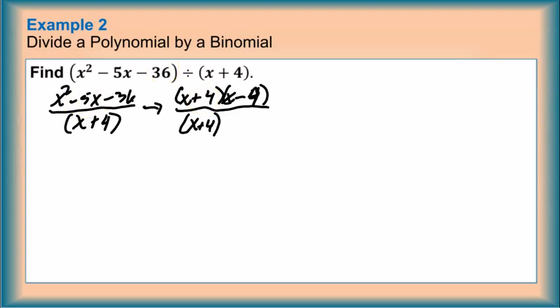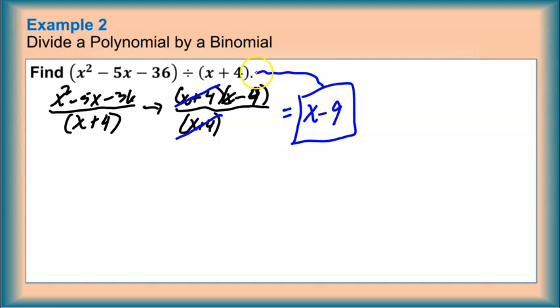So now that I have my factored form on top, I can look at my factors in the numerator and the denominator and divide any factors that are the same. While there's an x plus 4 and an x plus 4 in the top and bottom, they divide out, and all I have left is x minus 9, which would be my quotient, my answer to the division problem. Now I can verify if that's correct because if I take x minus 9 and multiply that by x plus 4, it should equal the trinomial x squared minus 5x minus 36.